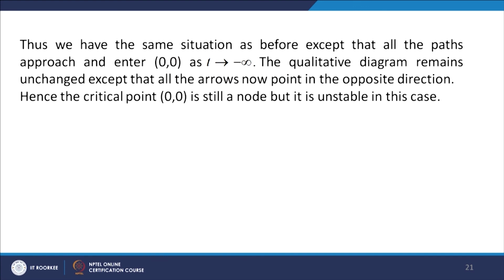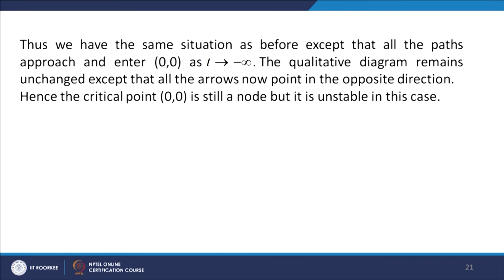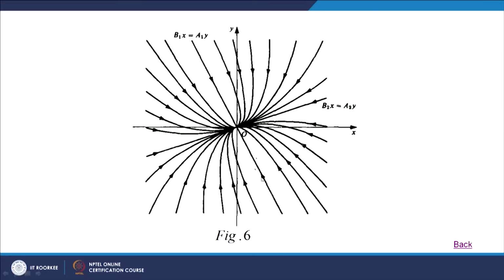The qualitative diagram remains unchanged, except that all the arrows now point in the opposite direction. So, hence the critical point (0,0) is still a node, but it is unstable in this case. See, we had this situation earlier. Now, the directions will be opposite to these directions, and therefore, we will still have a node, but it will be an unstable node. So, with that we come to the end of this lecture. Thank you very much for your attention.